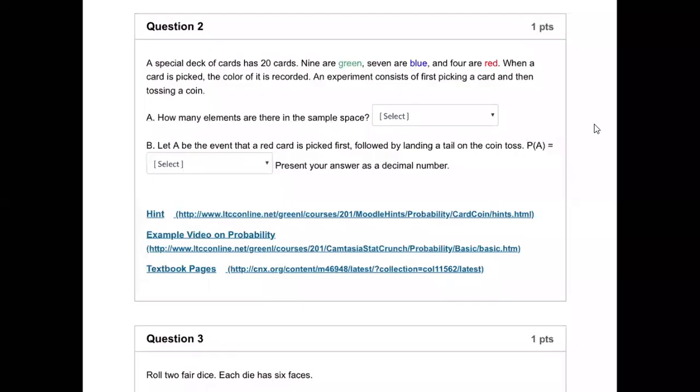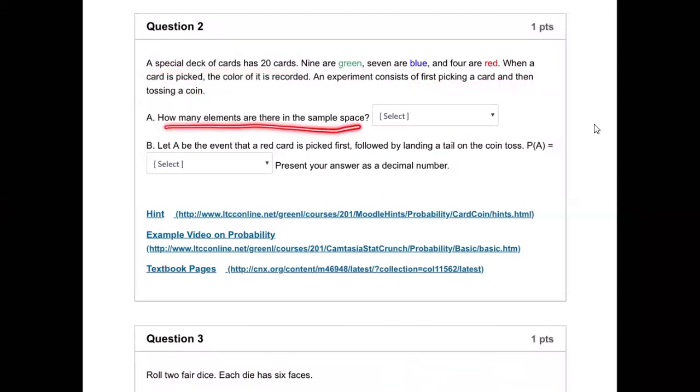Okay, so on this one, a special deck of cards has 20 cards. 9 are green, 7 are blue, 4 are red. Yeah, no numbers at all. When a card is picked, the color of it is recorded. An experiment consists of first picking a card and then tossing a coin. Interesting. First picking a card and then tossing a coin.